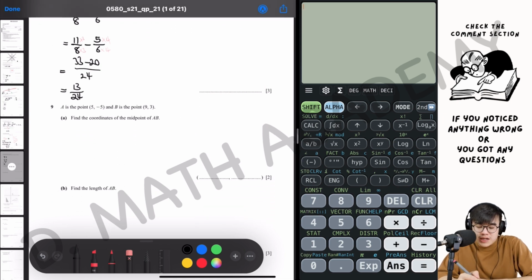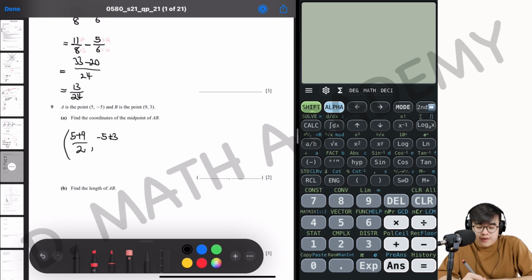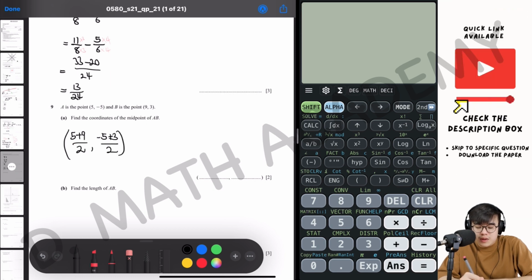As for 9A here, they were looking for the midpoint of AB. So according to the formula, what you should write down will be 5 plus 9 divided by 2, followed by negative 5 plus 3 divided by 2. So the outcome of this will be 7 and negative 1. Okay, so this should be it.